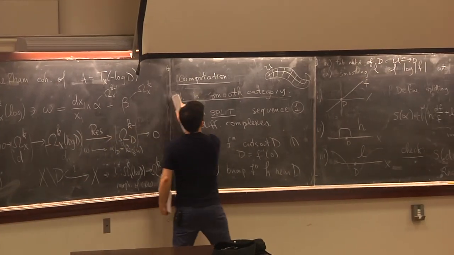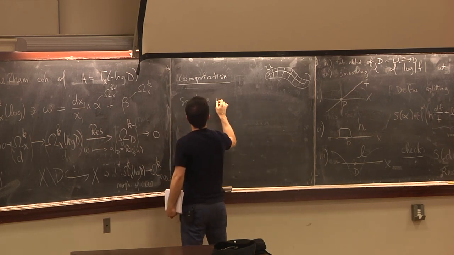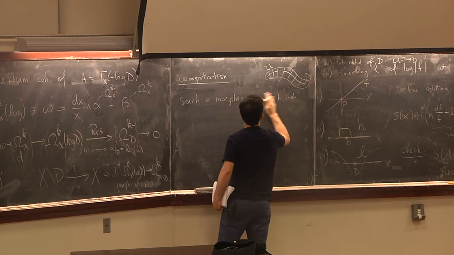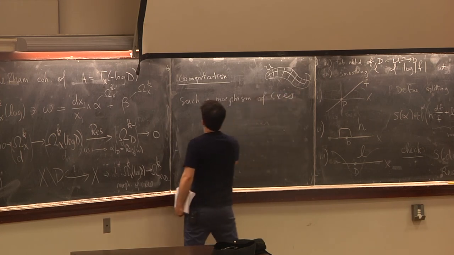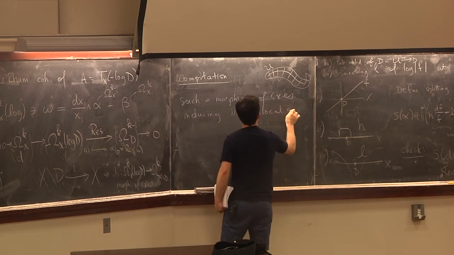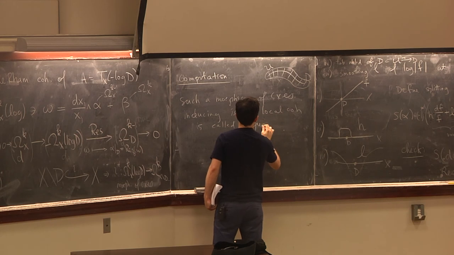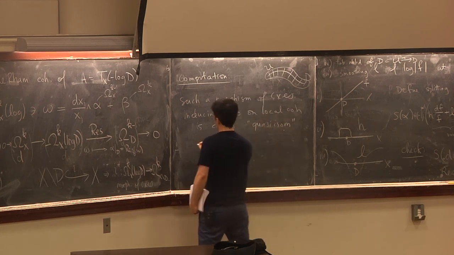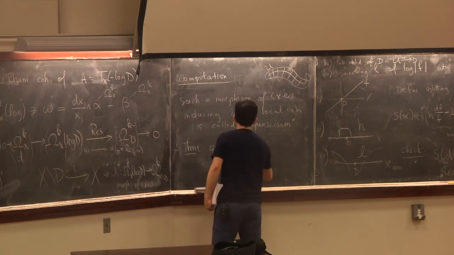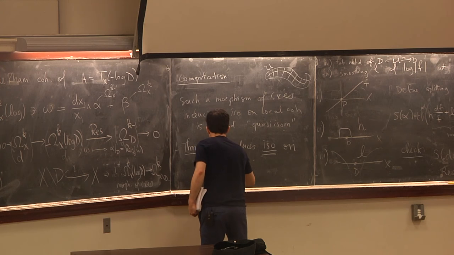So the statement then is that such a morphism, which induces a morphism of complexes, which induces an isomorphism on local cohomology, is called a quasi-isomorphism. And there's a theorem which says that a quasi-isomorphism induces an isomorphism on hypercohomology groups.